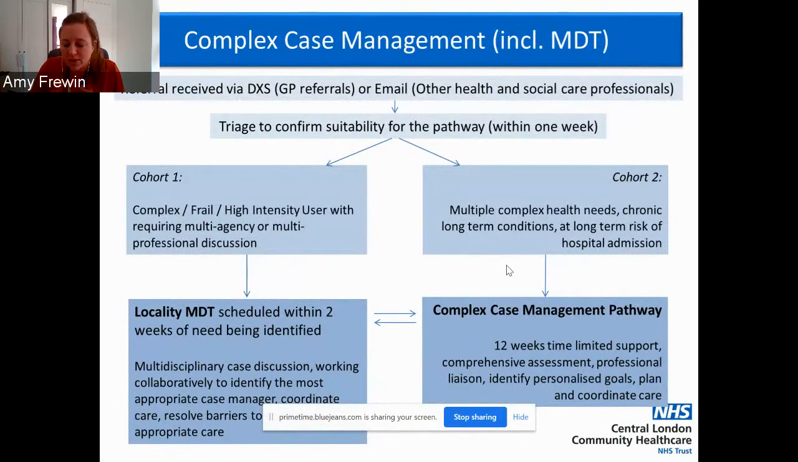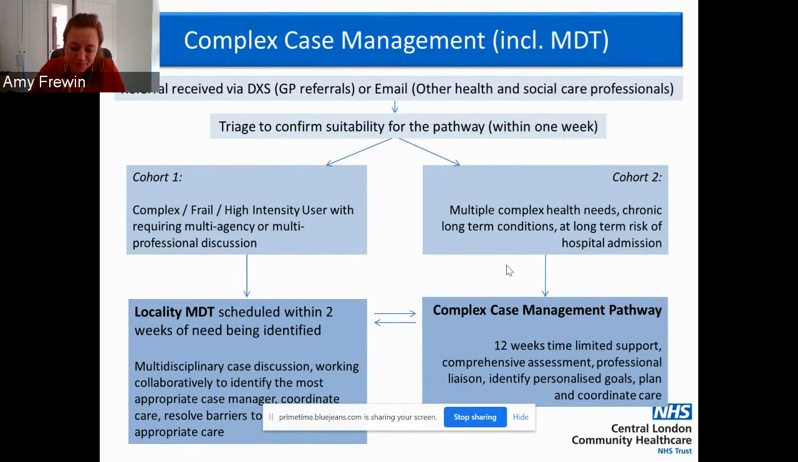So what we want to do is give you a bit of an overview of what happens once the referrals come in. As I said, the referrals are either received by DXS or emailed through, and we will accept referrals from a whole host of our partners across the health and social care system, including the voluntary organisations as well. When referrals are received, we will triage them within 1 week to confirm their suitability for this pathway.